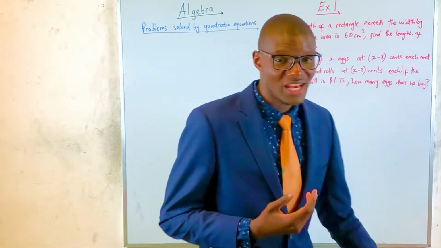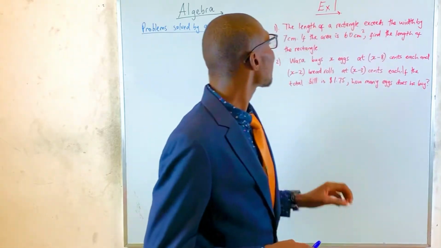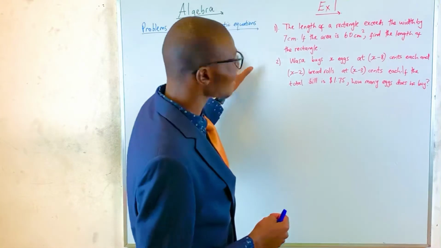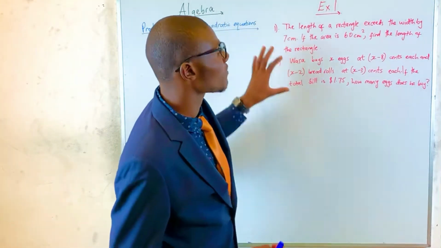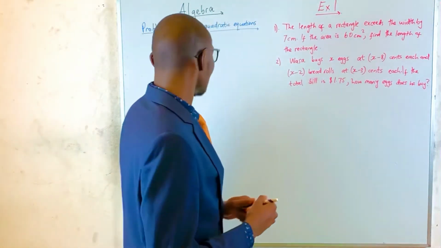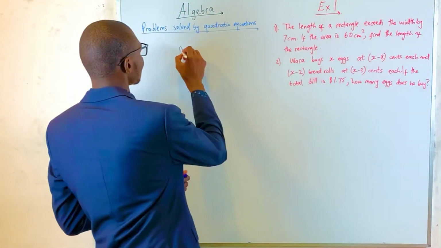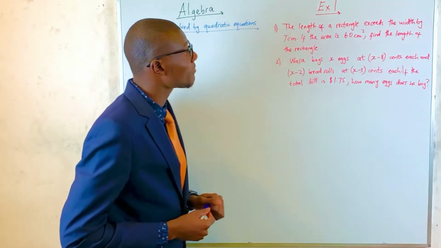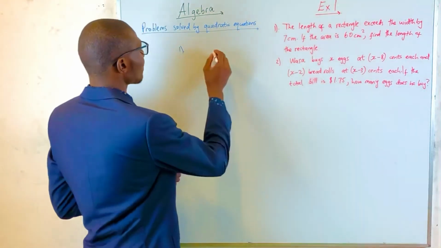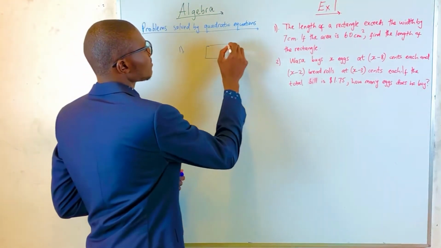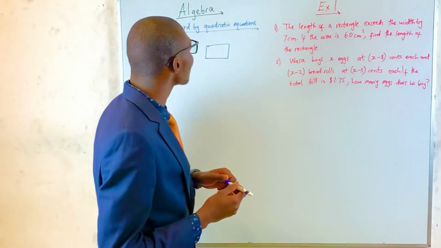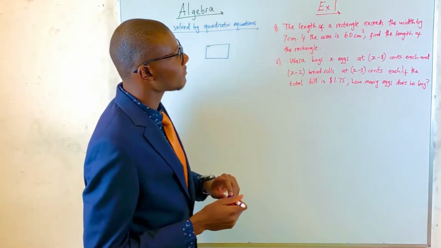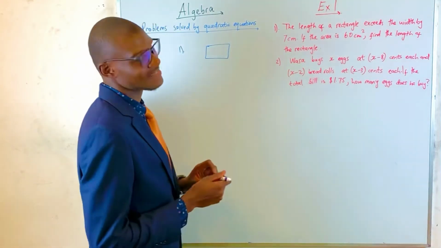So to start off, I shall attempt the following questions, and these questions are going to help us see how we apply quadratic equations when solving word problems like these. Looking at number one, firstly, we're told that the length of a rectangle exceeds the width by 7 centimeters. If we try and visualize what is happening, we've drawn our rectangle here, and the length is said to be exceeding the width by 7 centimeters.